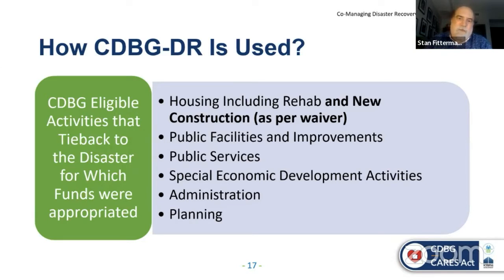So sometimes infrastructure was damaged. Sometimes buildings, senior centers or such were damaged by the event. So as per a regular CDBG, those are eligible. They're eligible under DR. Public services for DR is sometimes also funded. More rarely, special economic development activities, although Puerto Rico had originally put a bunch of money into economic development activities with their DR funds. Then, of course, there's also administration and planning.